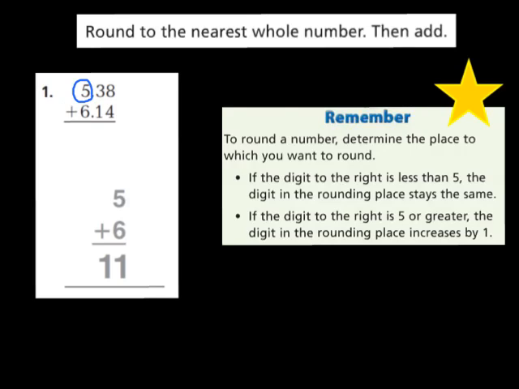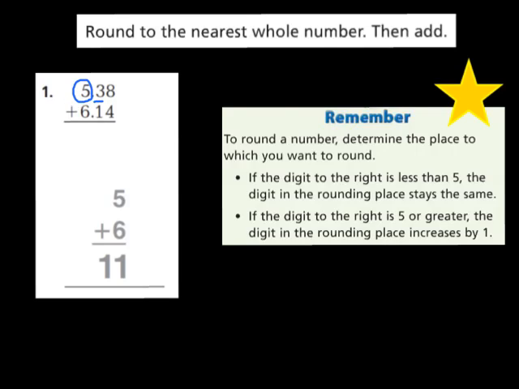Now my next step is, I'm going to look at the number to the right of my 5, and that number is a 3. Now, another one of our reminders is this. If the digit to the right is less than 5, the digit in the rounding place stays the same. What I know is that 3 is less than 5. So that means my digit here, this 5, will stay the same. So 5 38/100 rounds to the whole number 5, because once again that 3 is less than 5. So that means that my number stays the same.